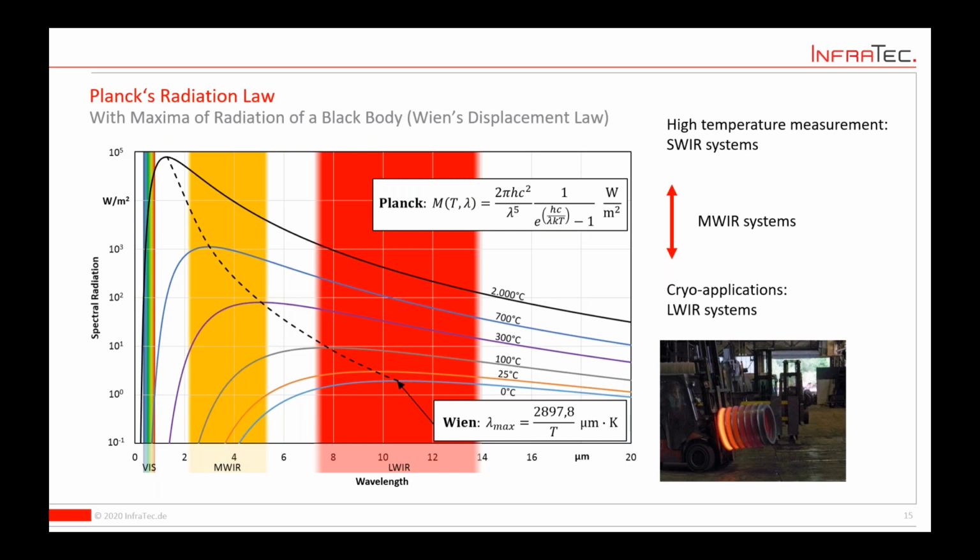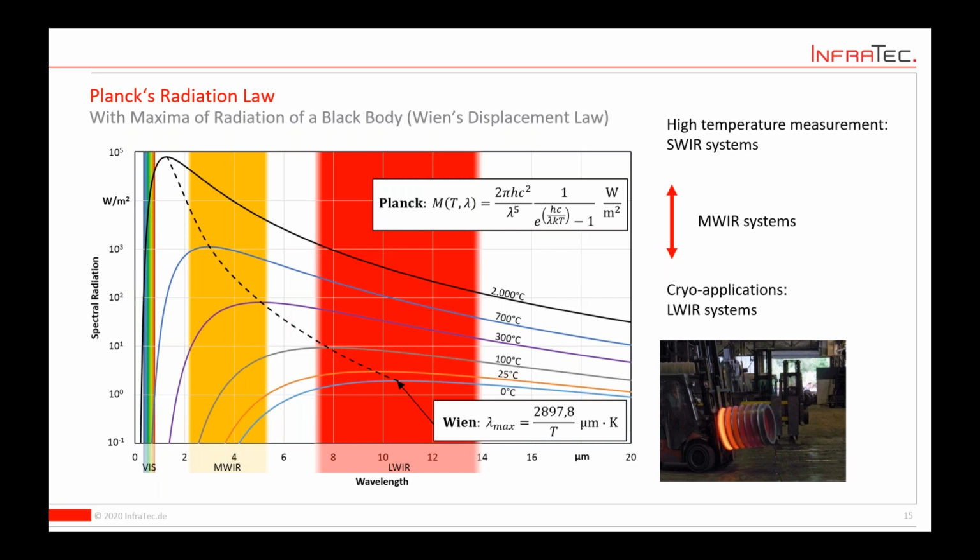So you clearly see that for a high temperature application, you are more likely to look for a camera in the midwave or in the shortwave. But if you are looking for cryo applications, then you see this little blue line here, and you notice that there's almost no radiation in the shortwave or in the midwave, but a lot of radiation, or the peak of radiation, is more in the longwave.